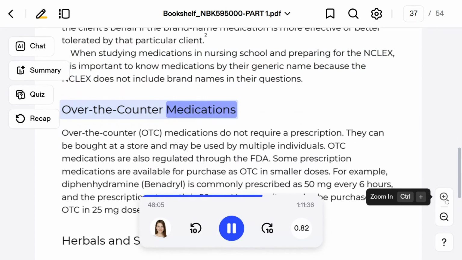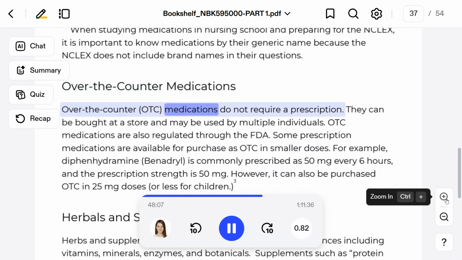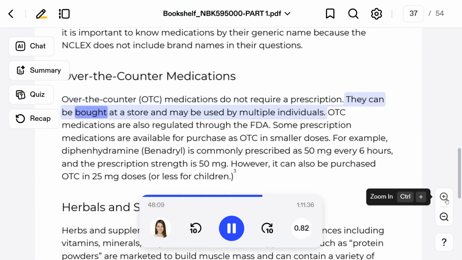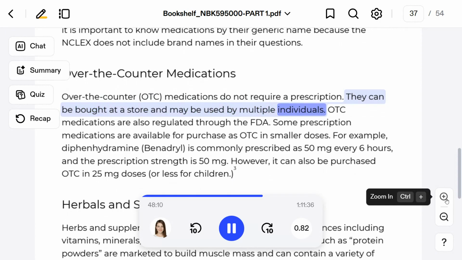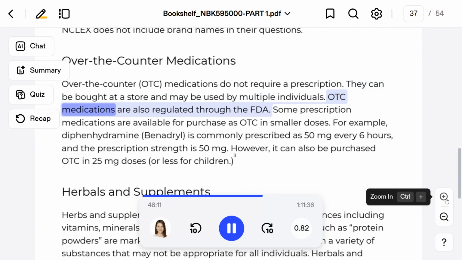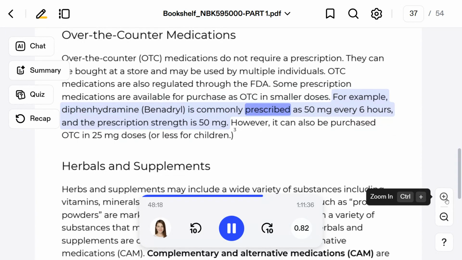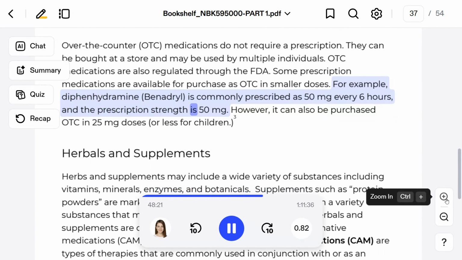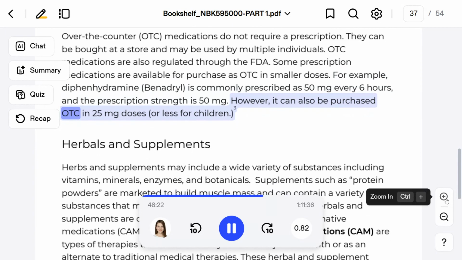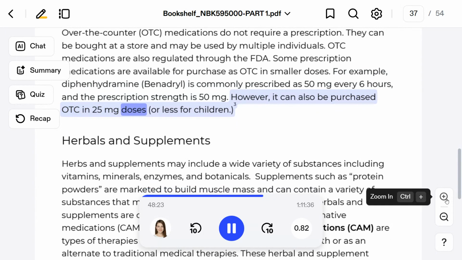Over-the-counter medications. Over-the-counter medications do not require a prescription. They can be bought at a store and may be used by multiple individuals. OTC medications are also regulated through the FDA. Some prescription medications are available for purchase as OTC in smaller doses. For example, diphenhydramine is commonly prescribed as 50 milligrams every 6 hours, and the prescription strength is 50 milligrams. However, it can also be purchased OTC in 25 milligram doses.